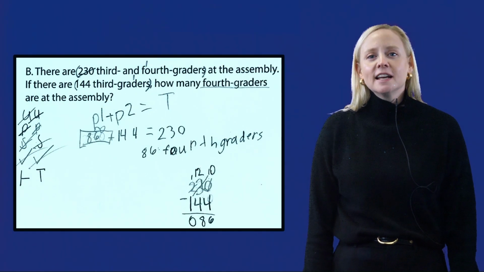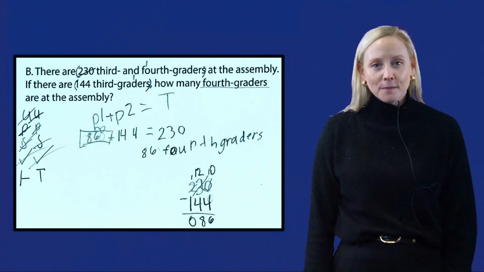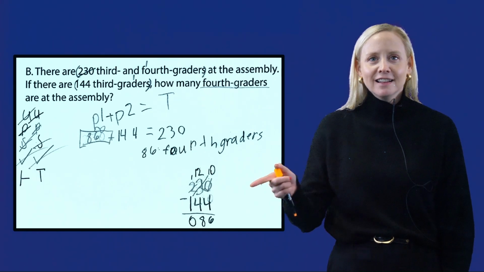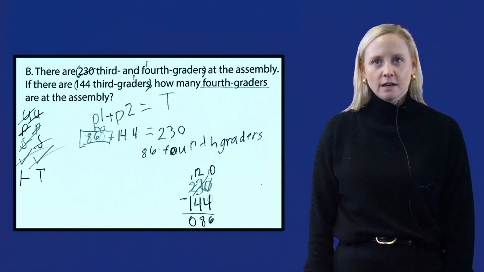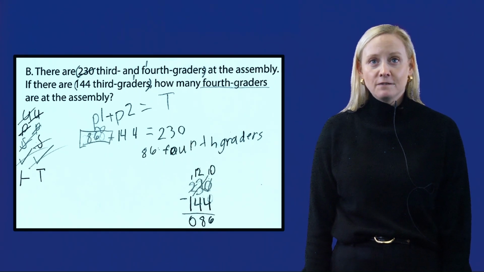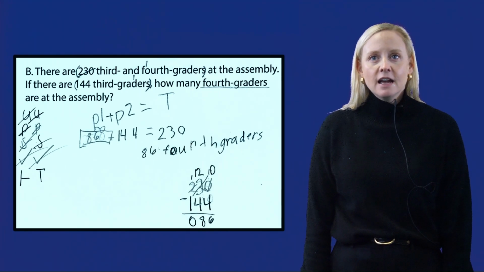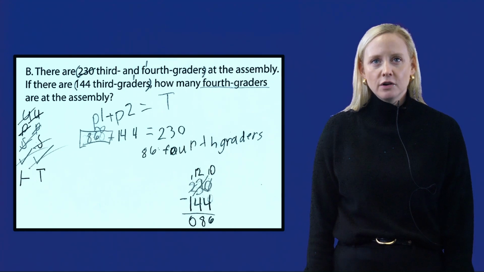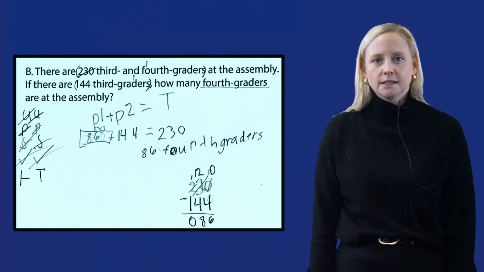So before we look at an example of a total problem with more than 2 parts, let's look at an example of student work. Here we see the word problem. There are 230 third and fourth graders at the assembly. If there are 144 third graders, how many fourth graders are at the assembly?